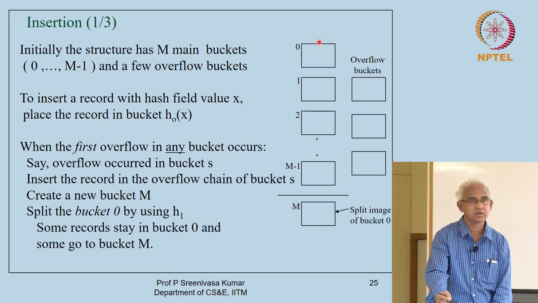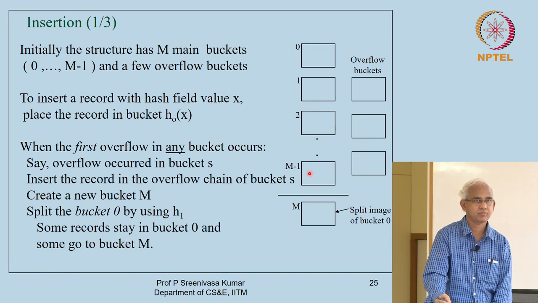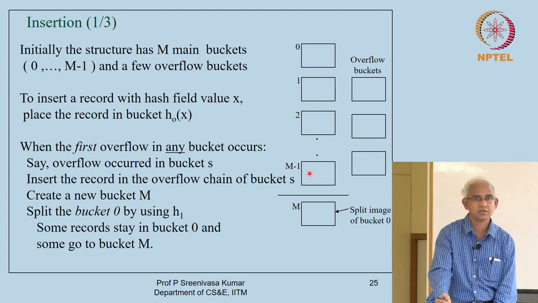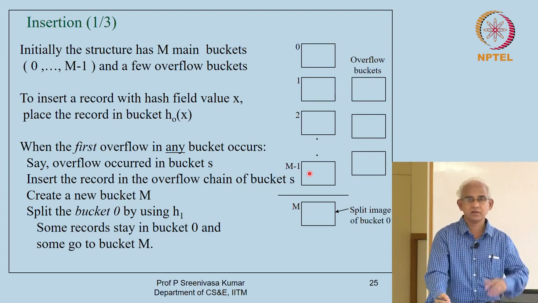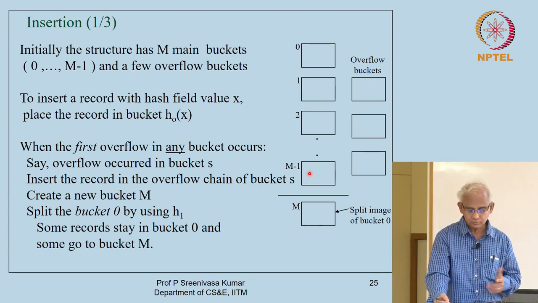The moment the first overflow occurs, we start splitting 0, and then when one more overflow occurs, we split 1, and then with one more overflow, 2. So, we actually split the buckets in a linear order, that is why it is called linear hashing. It is called linear hashing because we split the buckets in linear order.